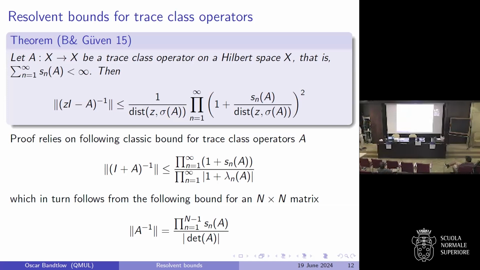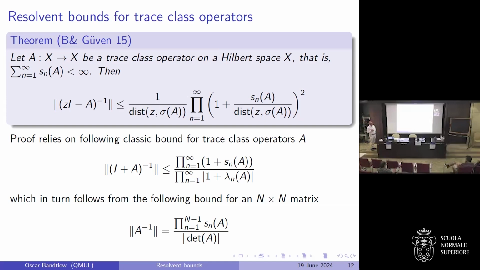So suppose A is a trace class operator. So now we are firmly in the Hilbert space setting. X is a Hilbert space. And I suppose that the singular values of A are summable. Operators of this type are called trace class operators. And for trace class operators, you get this explicit estimate for the resolvent of my trace class operator that is expressible purely in terms of the distance of z to the spectrum of A and the singular values of A.